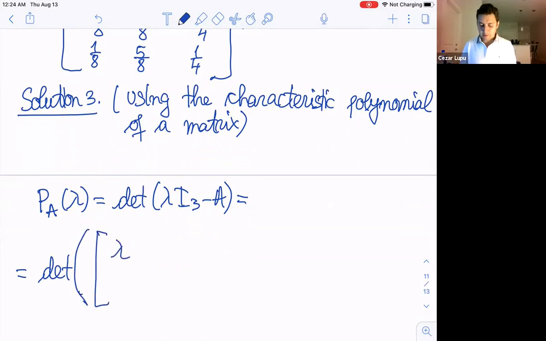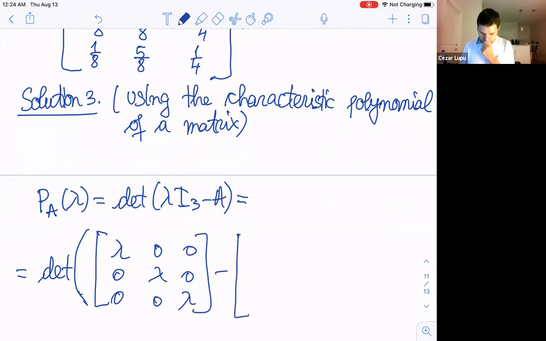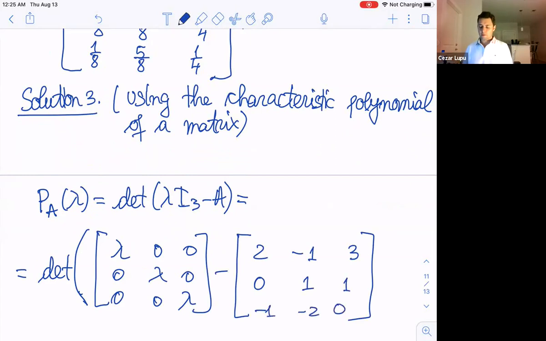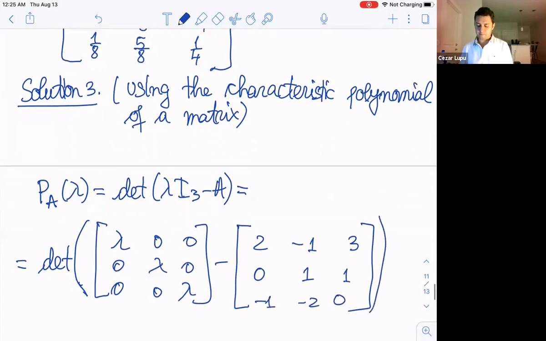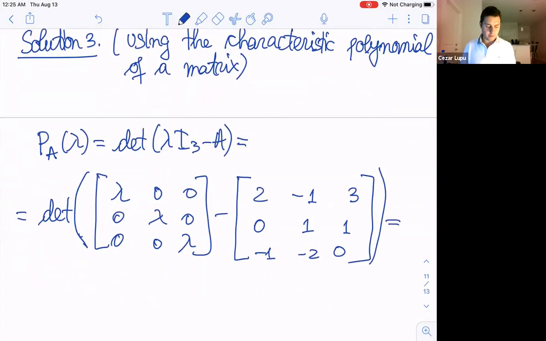The identity times lambda will be lambda 0, 0, 0, lambda 0, 0, 0, lambda, minus the matrix A, which is 2, negative 1, 3, 0, 1, 1, and negative 1, negative 2, and 0. Okay. Now we have to compute the determinant of this.